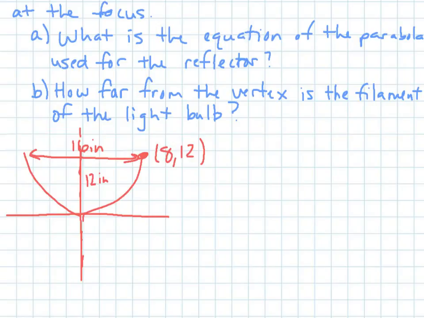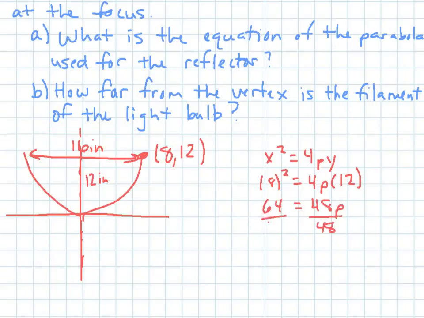So because we're orienting this upwards, we would say x squared is equal to 4py, and then we just need to find our p using our numbers, so we plug in 8 squared and then 4 times p times 12. Okay, so 8 squared would be 64, and 4 times 12 would be 48. So now you can divide both sides by 48. So that gives us a value of 4/3.